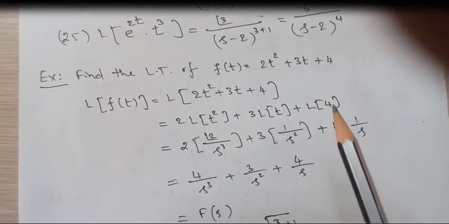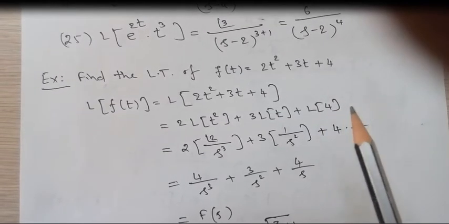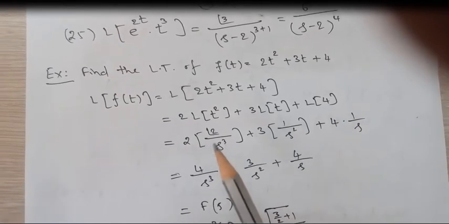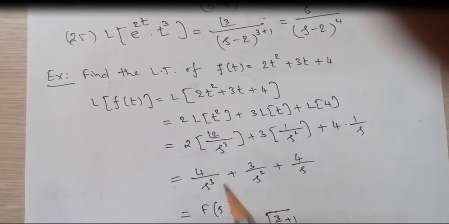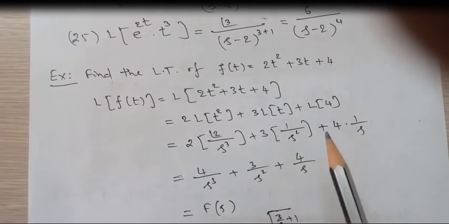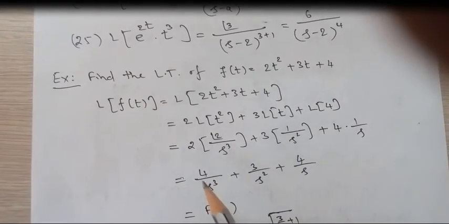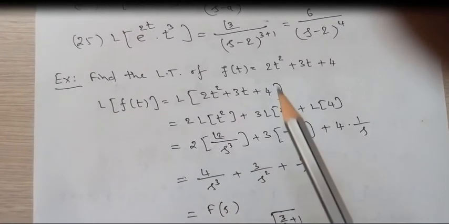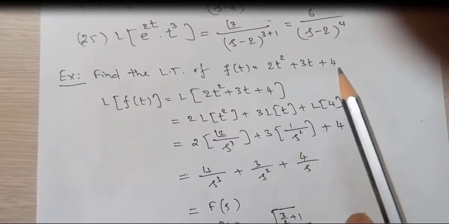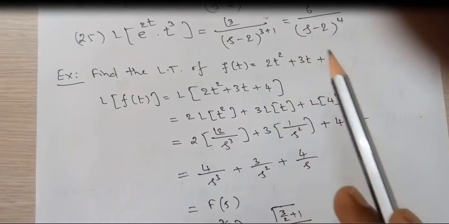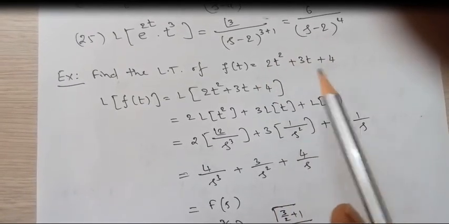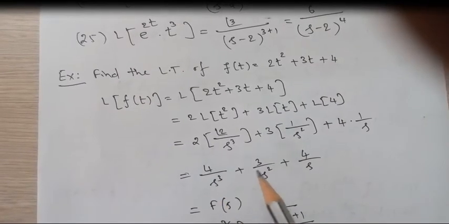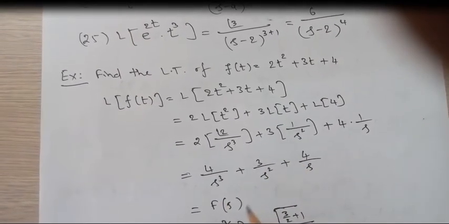Plus Laplace transform of 4, which is 4 times Laplace transform of 1. So 4 into Laplace of 1, which is 1 by s. So 2 factorial into 2 is 4. 4 by s cube plus 3 by s square plus 4 by s, which is F of s, that is the image function. So the input function is 2t square plus 3t plus 4. So this second degree polynomial has Laplace transform 4 by s cube plus 3 by s square plus 4 by s.